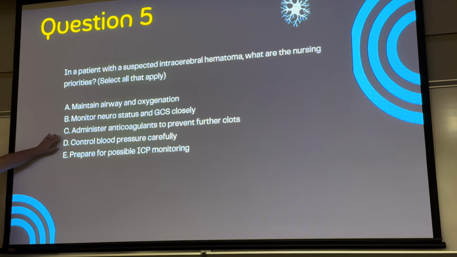All right. Administer anticoagulants to prevent further clots? I'm bleeding, so I don't need to administer anything else. Control blood pressure carefully, good. Prepare for possible ICP monitoring. Good.